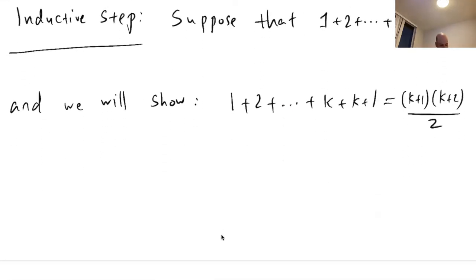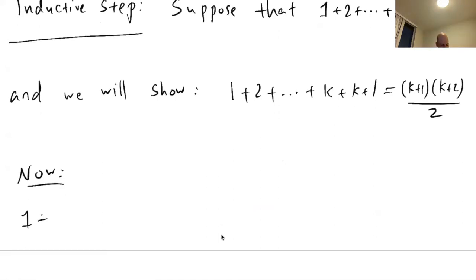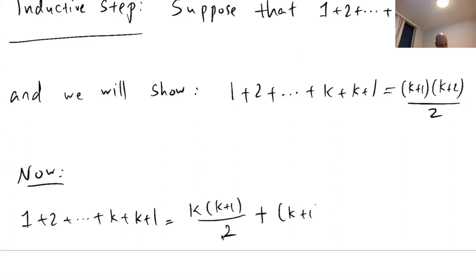And we will show this. So now 1 plus 2 plus all the way to k plus (k plus 1) is equal to k times (k plus 1) over 2 plus (k plus 1). The first k terms by assumption give k times (k plus 1) over 2. So here we use the fact that 1 plus all the way to k is equal to k times (k plus 1) over 2.